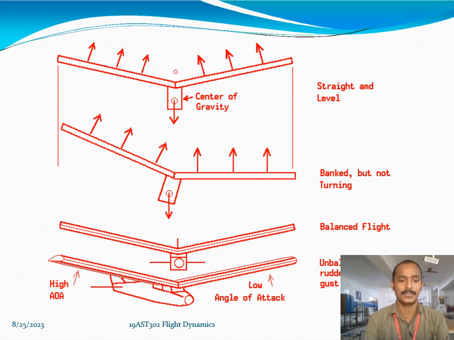So this time the rolling moment can be balanced, and both banking and rolling will be highly stable in balanced flight. So there is a high angle of attack and a low angle of attack, and this condition helps us to understand how we can avoid the rolling moment of the aircraft by increasing the dihedral angle of the wing.